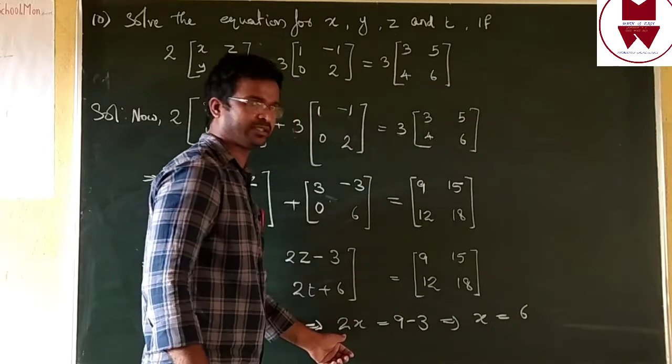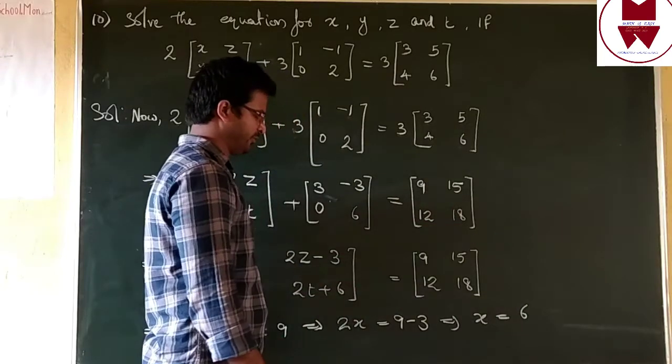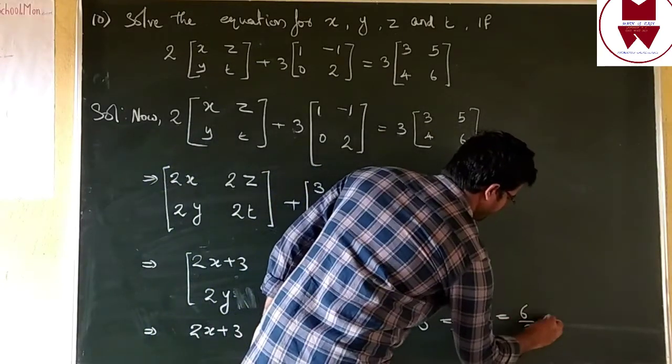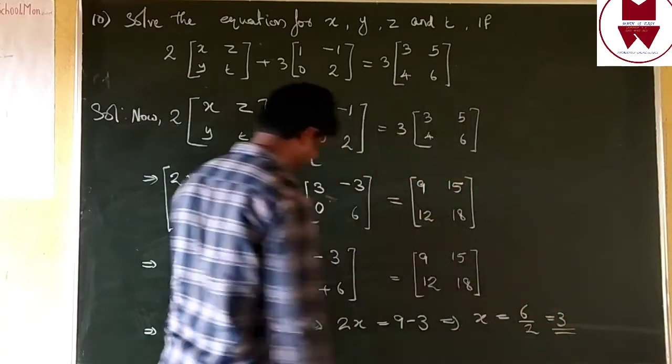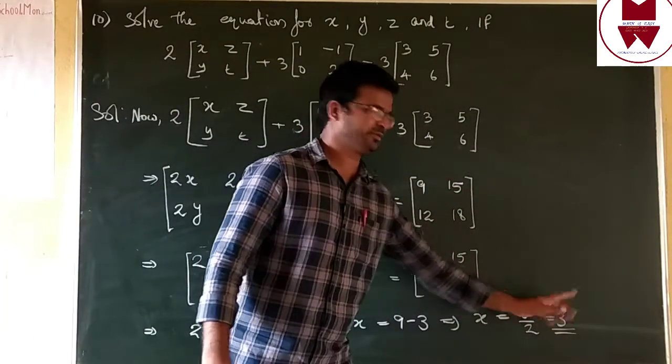In here 2 is there. The 2 bring to right side. That will be divided by 2 equal to 3. That means x value, x equal to 3. We got it, isn't it?